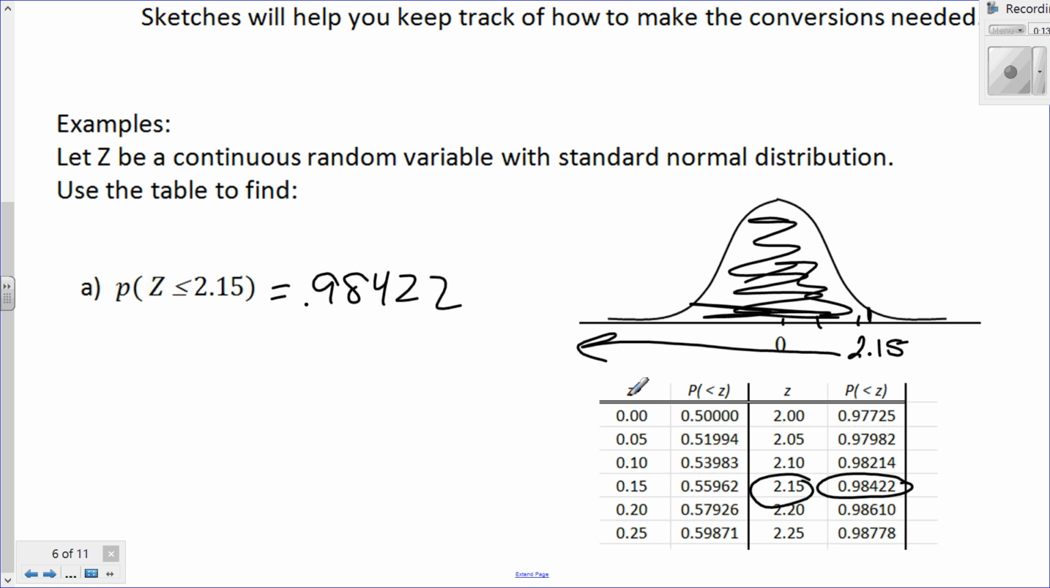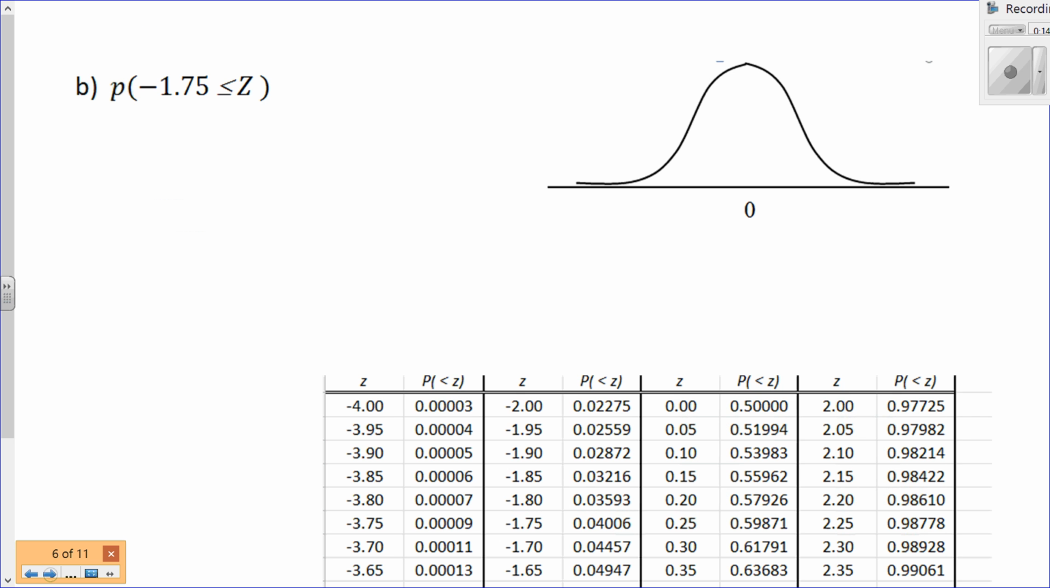If we look at the Z of 0, we can see the probability is 0.5, and that should make sense, because if we have a Z value of 0, the probability of being less than 0 should be 50%, because that's half the area under the curve. Let's do a few more of these. Just want to change pages. There it goes.